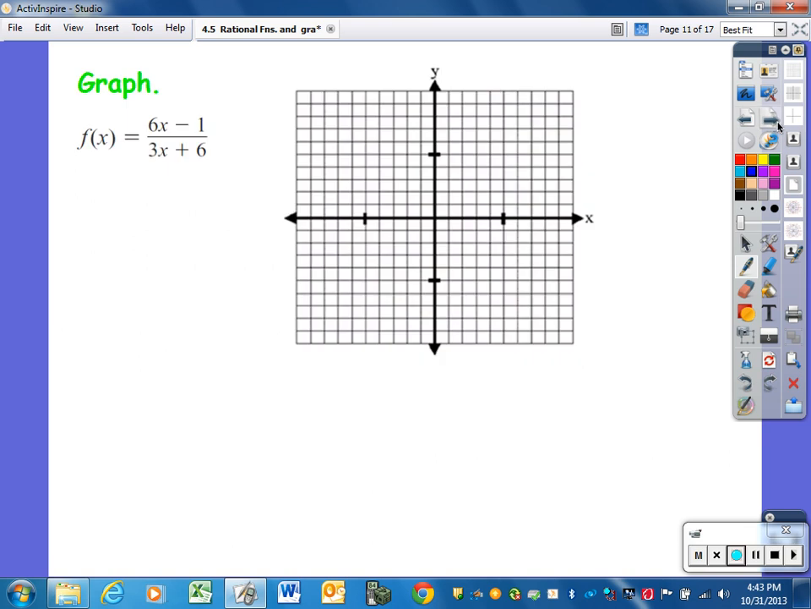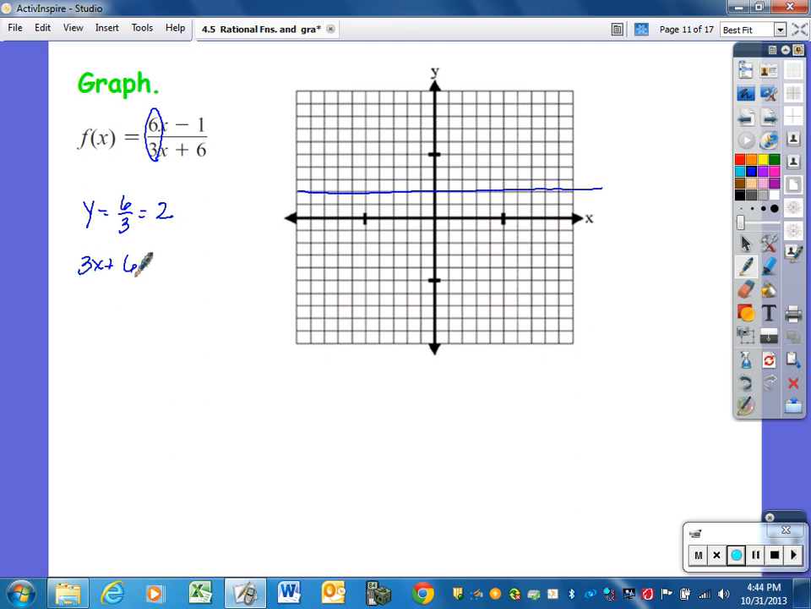So let's try another one. 6x minus 1 over 3x plus 6. Okay, does 6x minus 1 factor? No. So this time, our degree matches numerator and denominator. So how we're going to do it is that my asymptote, y equals 6 divided by 3, y equals 2 is my horizontal asymptote. My vertical asymptote is still right here.